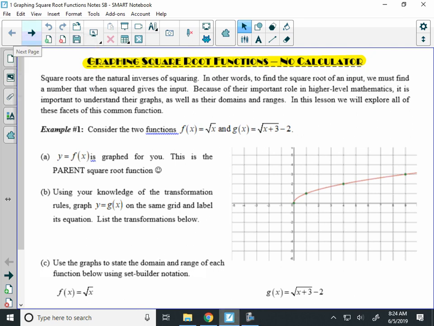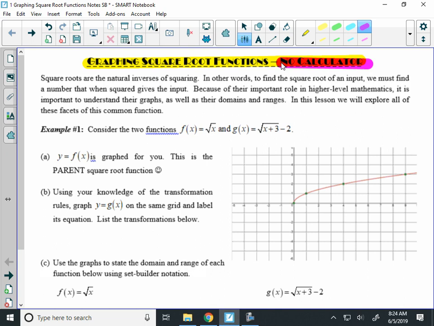Overview is for lesson 1 of unit 8, which is square root functions. This unit actually has 2 parts to it. There's a calculator part and a non-calculator part. And this lesson is no calculator, and then lesson 2 will be calculator lab.